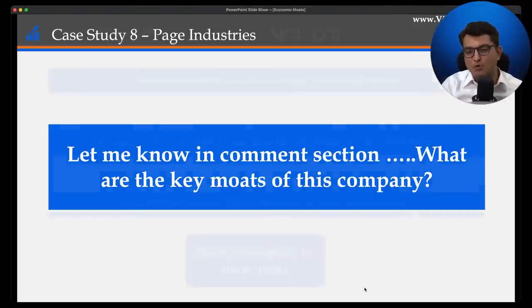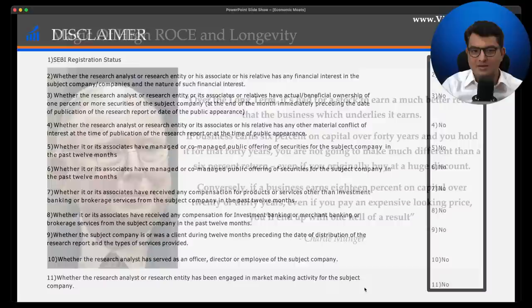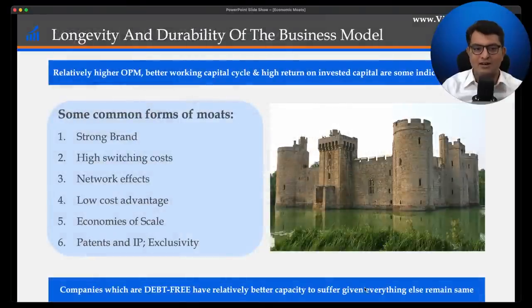What are the moats of this company? I'll just again bring the slide where we discuss the moats and tell me what are the key competitive advantages, whether it is a strong brand for Jockey or high switching cost. Like if you are wearing Jockey, you cannot switch to other underwear. Whether it is network effects: if more customers buy in, you are getting a pleasant experience by just more customers coming in and buying Jockey.